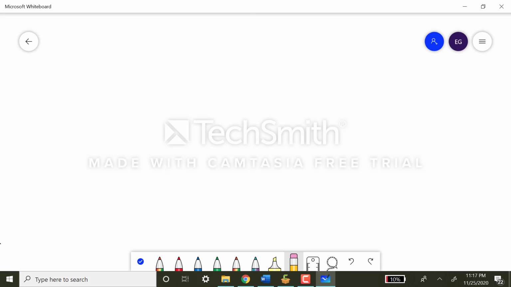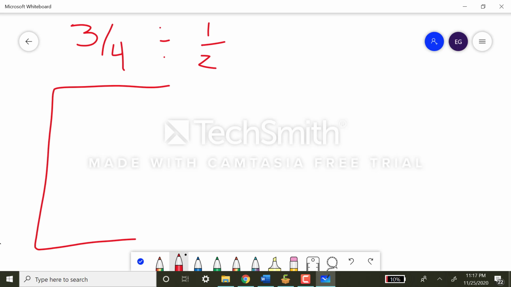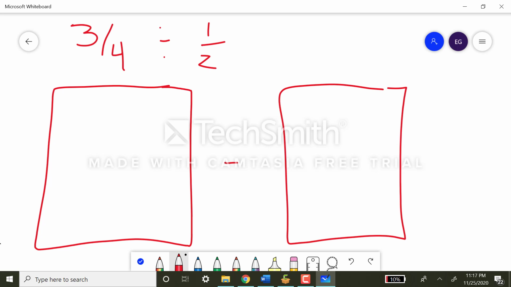So our first step is I'm going to show you how to use the area model to solve this problem. So we're going to write our fractions: 3/4 divided by 1/2. To do the area model, we're going to draw two squares, nice and big, so our work is clear. Put a division sign in the middle, and then vertically we're going to label each square 3/4, and horizontally we label each square 1/2.